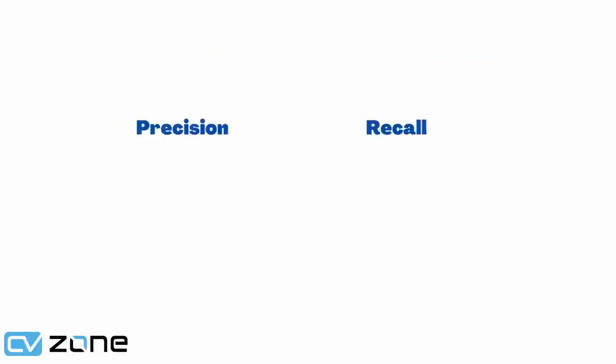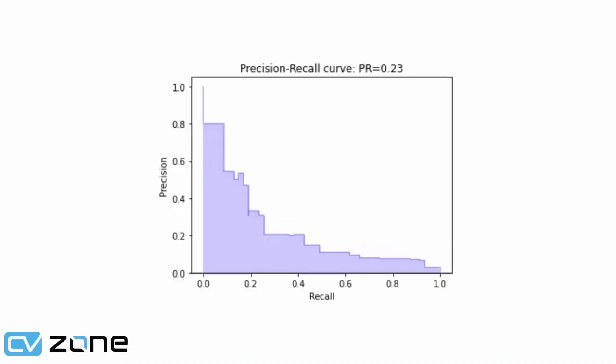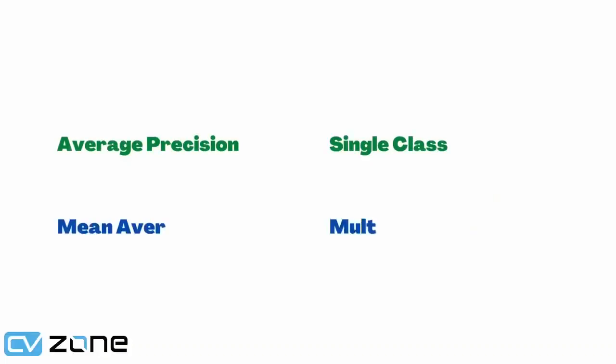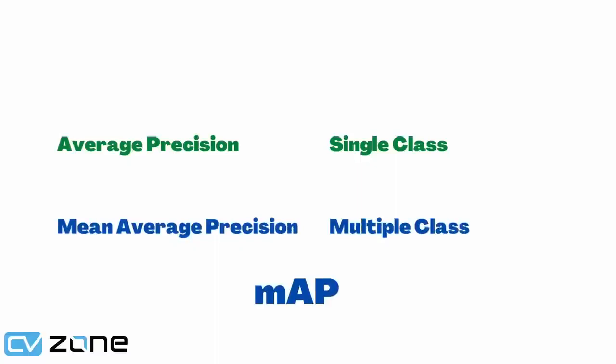Since both metrics provide us valuable information, we combine them into one called the average precision. This is the area under the precision recall curve. The precision recall curve captures the effects of both metrics and gives us a better idea of the overall accuracy of the model. This average precision is of a single class. If we have multiple classes, then the mean of these precision values is the mean average precision, also known as MAP.